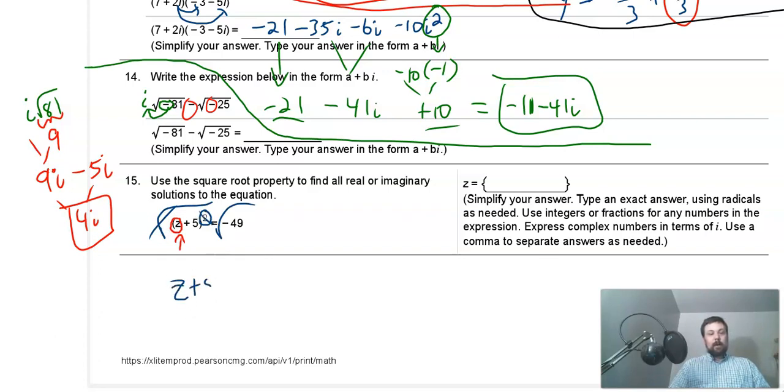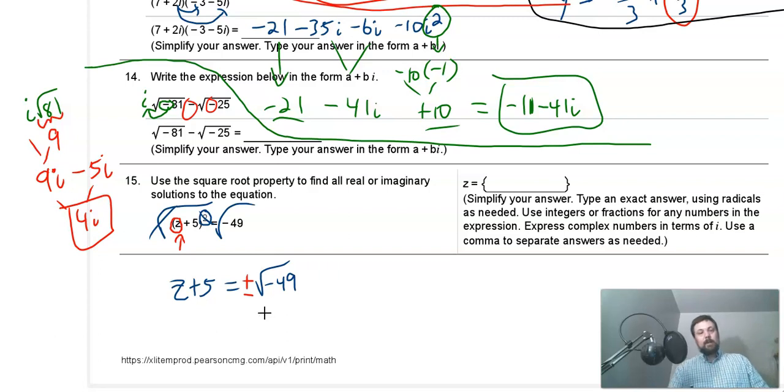I'll get z plus 5. I don't need the parentheses anymore. All right. Equals the square root of negative 49, which, again, maybe you've already figured out how to simplify it. I'm going to wait a second. Because there's one other thing I want to talk about, which is whenever you take the square root of both sides, what do you have to do? Plus or minus. All right, so let's go ahead and do that first.